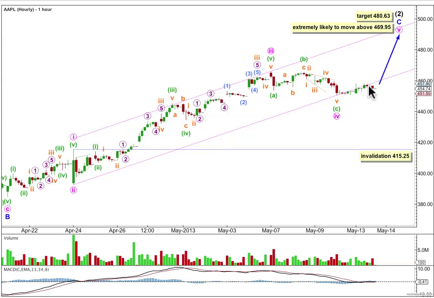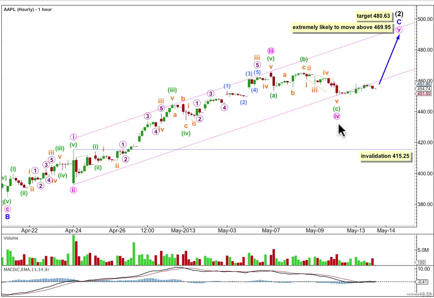My only concern with the wave count today is that price is now just outside of this channel that I've drawn here using Elliott's second technique for an impulse. I expect price should go back into the channel and probably end midway in this channel. It's extremely likely to move above 469.95, and the target at 480.63 should be met maybe in about a week or so. At this stage, it's very likely that this fourth wave correction is over.